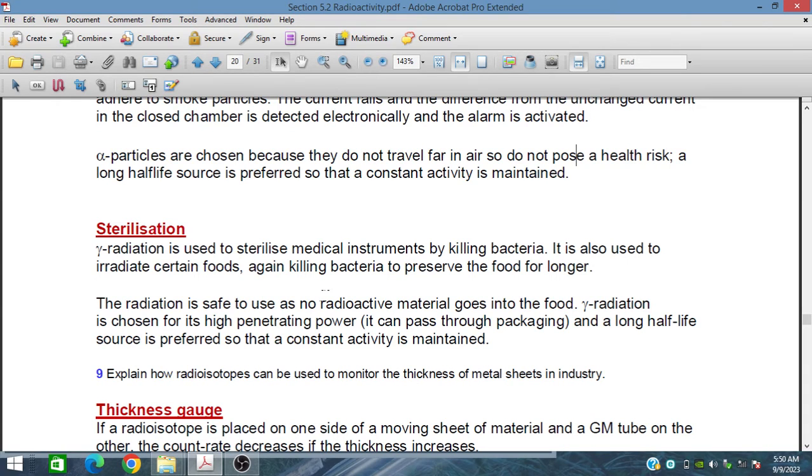For sterilization, gamma radiation is used to sterilize medical instruments by killing bacteria. It is also used to irradiate certain foods, again killing bacteria to preserve the food for a longer duration. Radiation is safe to use as no radioactive material goes into the food. Gamma radiation is chosen for its high penetrating power. It can pass through the packaging, and a long half-life source is preferred so that constant activity is maintained.